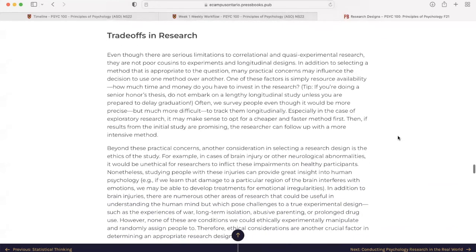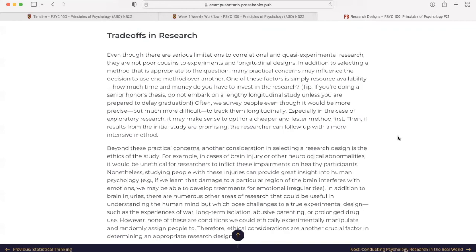Trade-offs in research. Even though there are serious limitations to correlational and quasi-experimental research, they are not poor cousins to experiments and longitudinal designs. In addition to selecting a method that is appropriate to the question, many practical concerns may influence the decision to use one method over another. One of these factors is simply resource availability. How much time and money do you have to invest in the research? Tip: if you're doing a senior honors thesis, do not embark on a lengthy longitudinal study unless you are prepared to delay graduation.